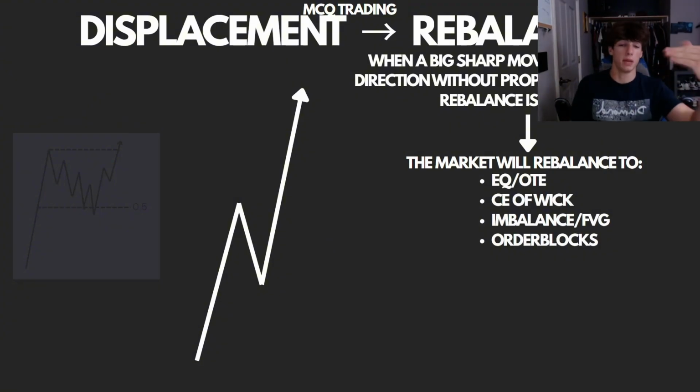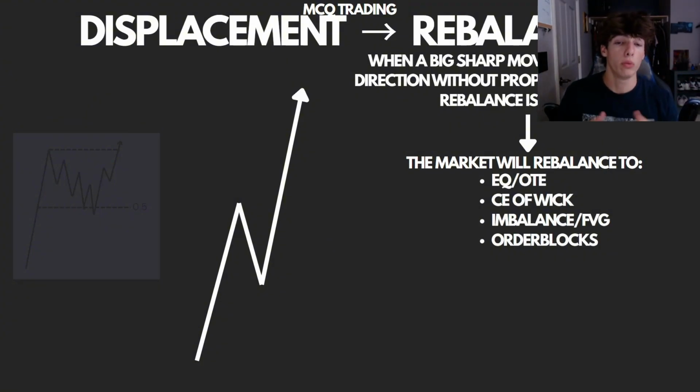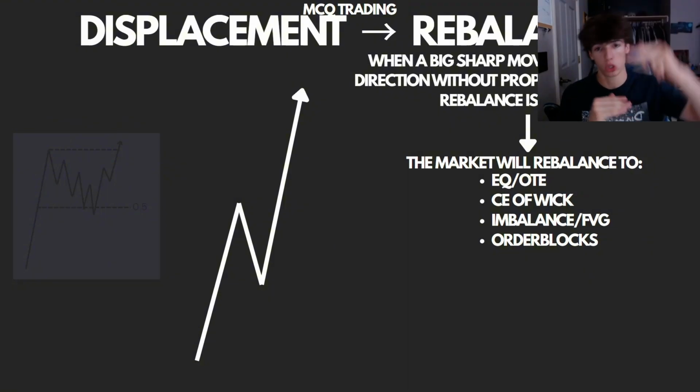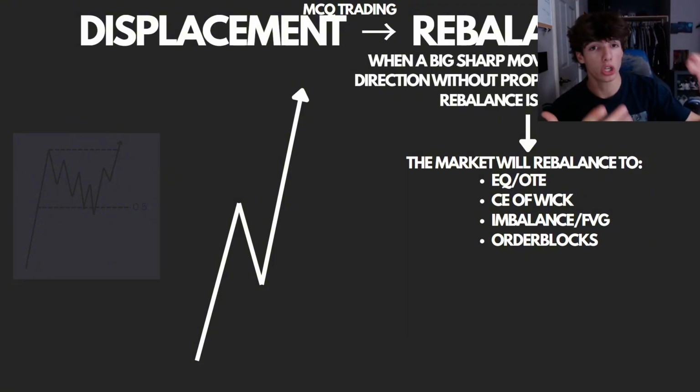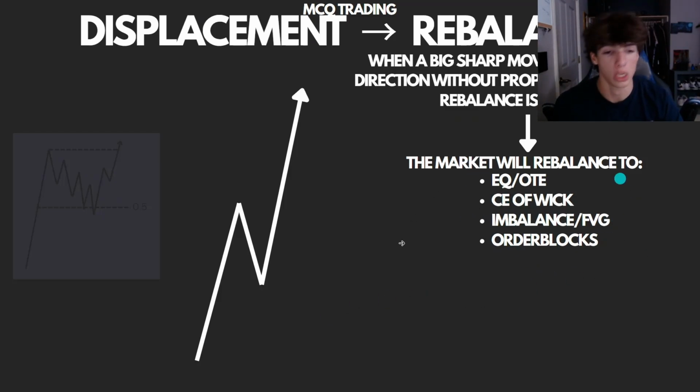When we have displacement, and we've already talked about this a couple of times, when we see that big sharp move, which is displacement with the fair value gaps left in the leg, and we don't see proportional retracement, so equilibrium of the range, in terms of that entire leg, we don't see proportional retracement back. Now we understand we could potentially see a rebalance, right? The market's going to rebalance to these same 4 points: equilibrium, CE of a wick, imbalance or fair value gaps, or order block.